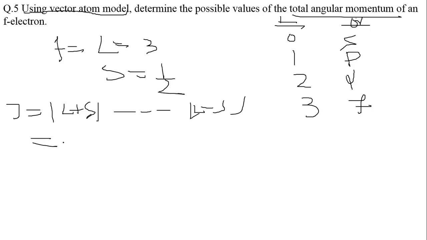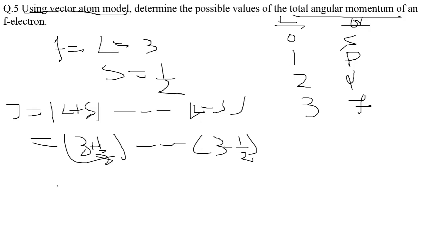So it is 3 plus half to 3 minus half. 3 plus half is 7 by 2, and 3 minus half is 5 by 2. So the two possible J values are 7 by 2 and 5 by 2.